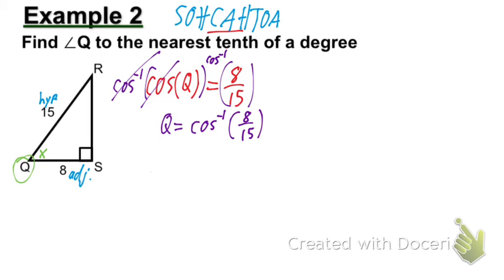And then we type that in our calculator and let it do the work and say, hey, the measure of angle Q is blah, blah, blah, blah.